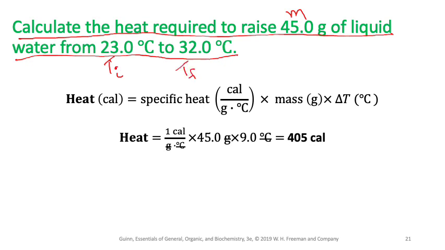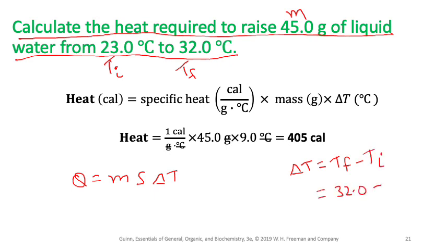Once the experiment is done, it asks how much energy you need to provide so the temperature of the matter increases. We know the formula Q = m s ΔT, and first we have to figure out what ΔT is. So ΔT is going to be T final minus T initial. Final temperature is 32.0, my initial temperature is 23.0, and the number comes out to be 9.0 degrees Celsius. This is how you get 9.0.